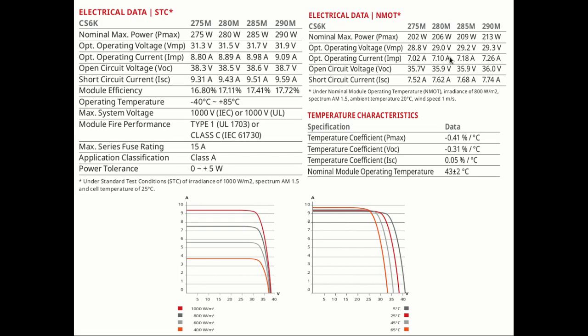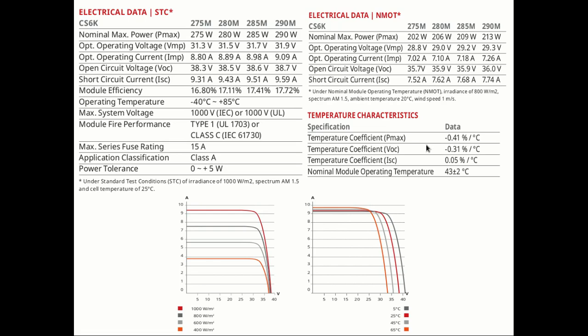Next are electrical data. This is what happens at nominal module operating temperature. Now what's important to know here is if you compare the first column for 275 watts here and the first column for 275 watts there, you will see that these values are much lower. And that is because this is at a cell temperature of 45 degrees, whereas this is at a cell temperature of 25 degrees. The result is there are more losses in the module at 45 degrees than there are at 25 degrees. The last are the temperature characteristics.